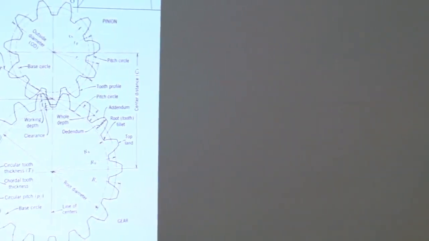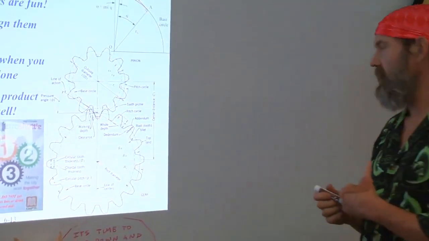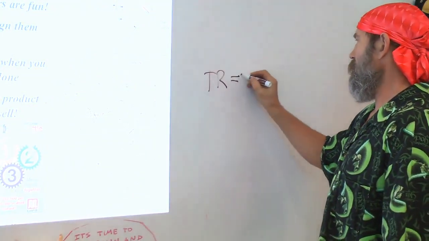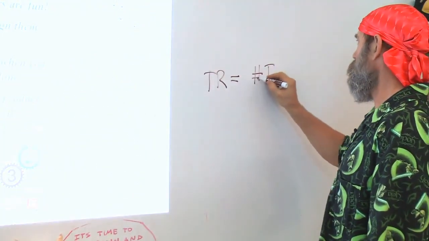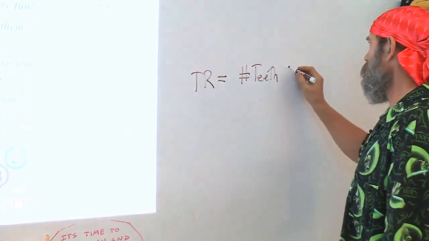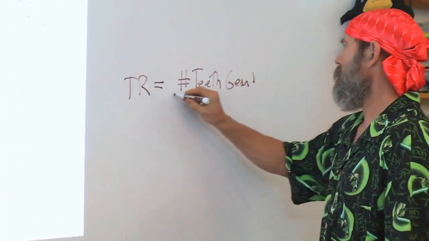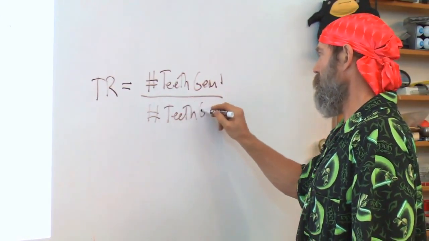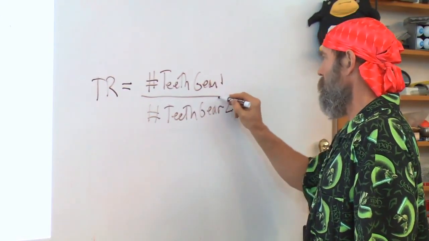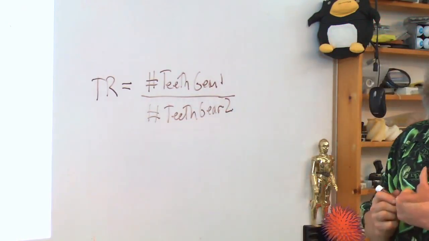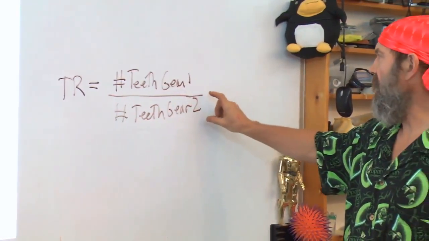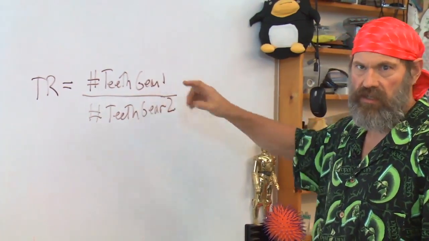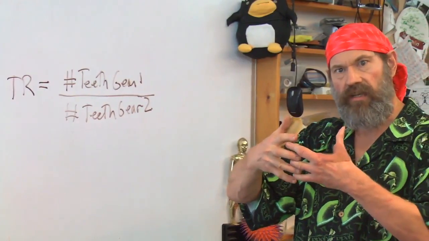The transmission ratio of any two gears with involute teeth is such that transmission ratio equals the number of teeth on gear 1 divided by the number of teeth on gear 2. What this also tells you, by the way, is you need to have the same shape of the tooth here and here. The teeth have to be of the same relative size.